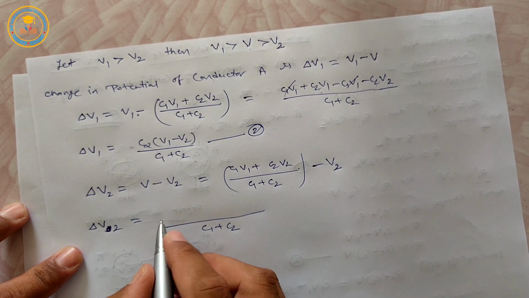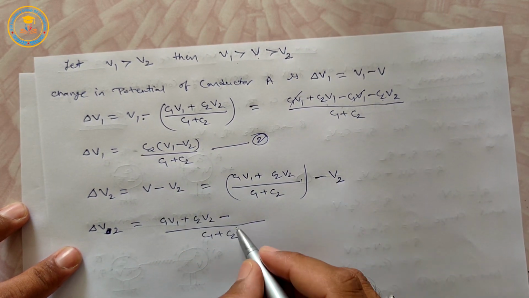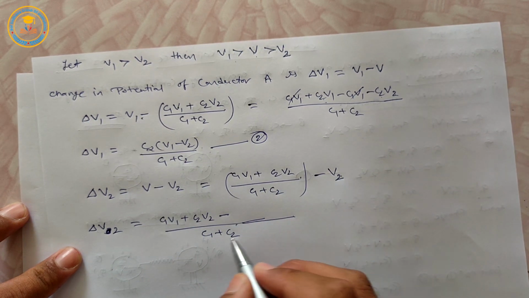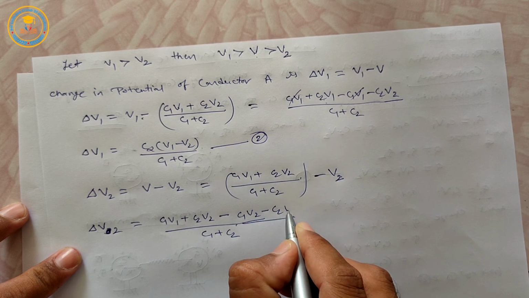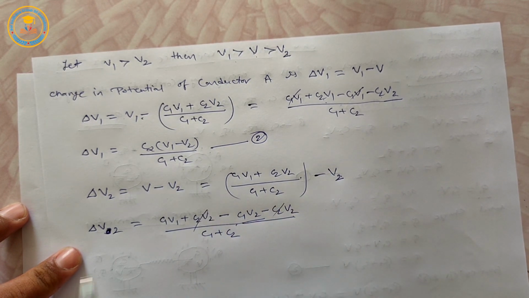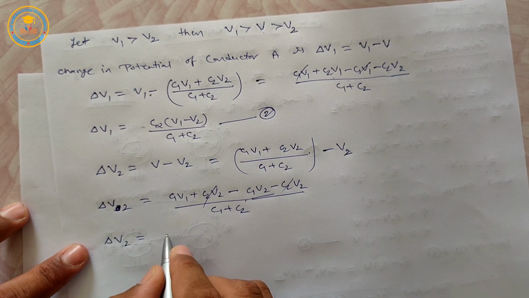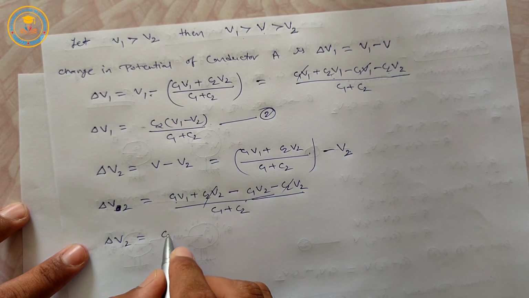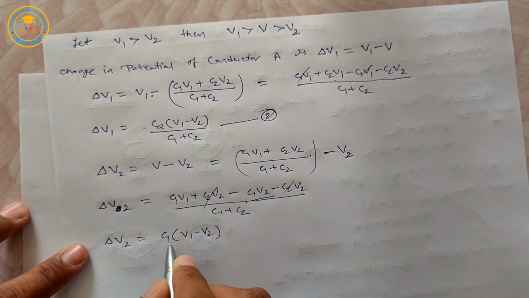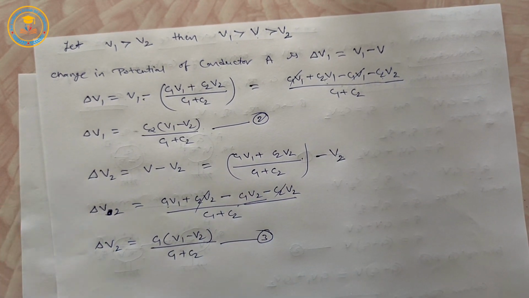On solving this equation, C1 V1 plus C2 V2 minus, multiplying these terms, C1 V2 plus C2 V2. C2 V2 and C2 V2 cancel out, then we get del V2 is equal to, and in these terms C1 is common, C1 (V1 minus V2) upon (C1 plus C2). This is equation number 3. This is the change in potential of conductor B.